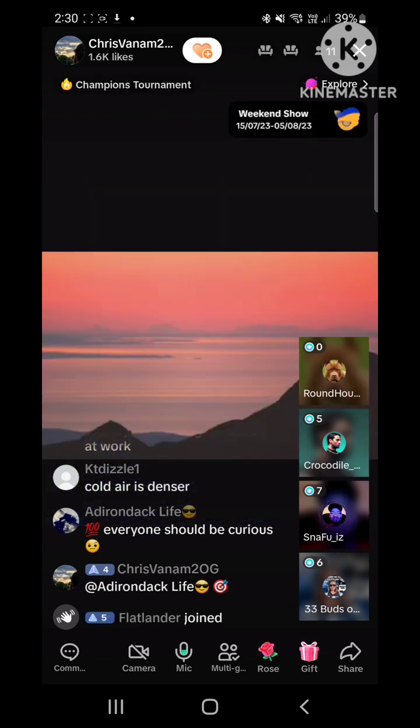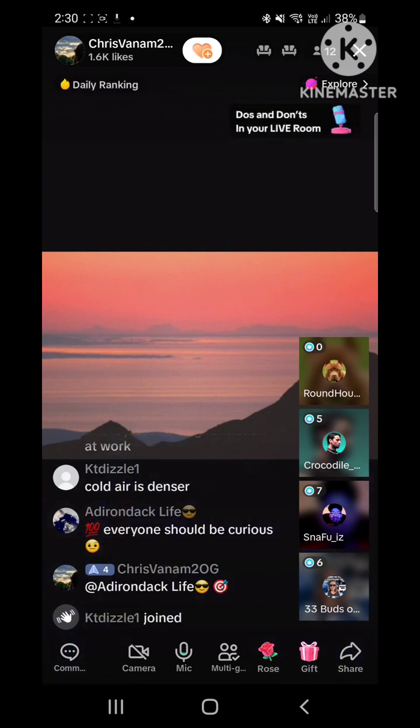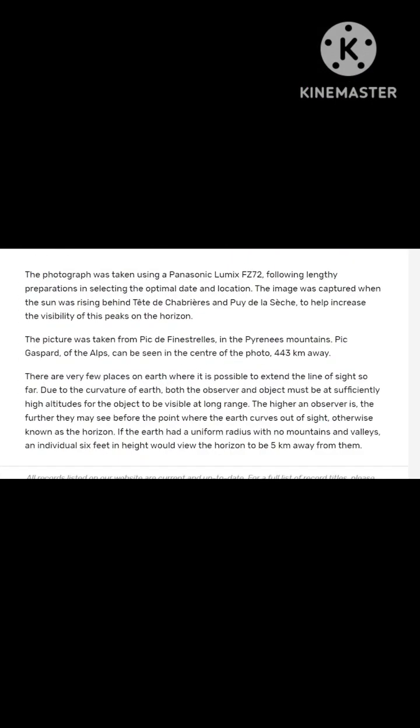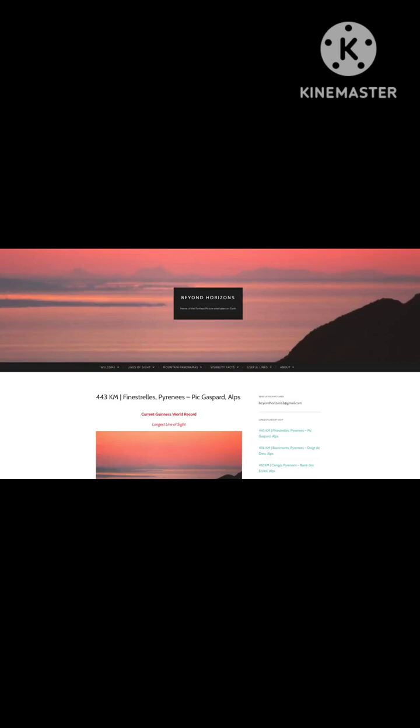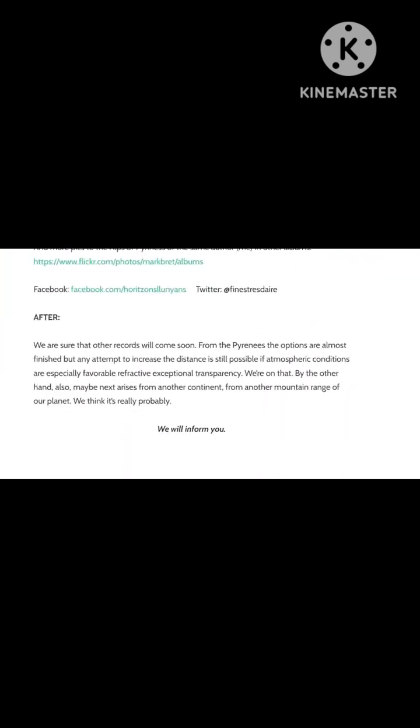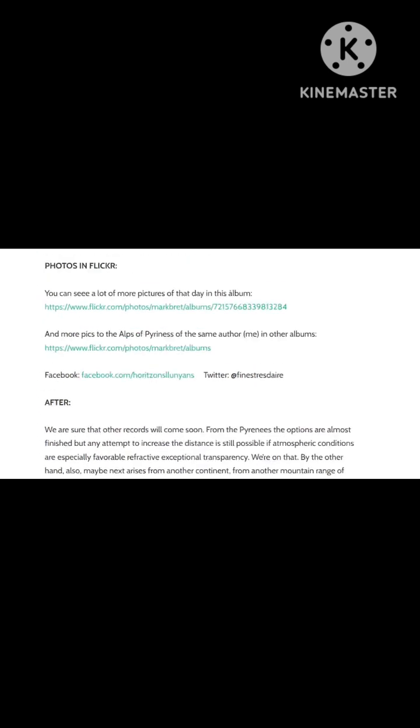So based on the mathematics of this picture, the tallest mountains should be completely blocked by physical curvature regardless of conditions. No, completely untrue. And this is even highlighted in the write-ups for the image, the extensive planning for the right time and location, and the favourable conditions in terms of high refraction, making it possible to see Pic Gaspard from that spot.